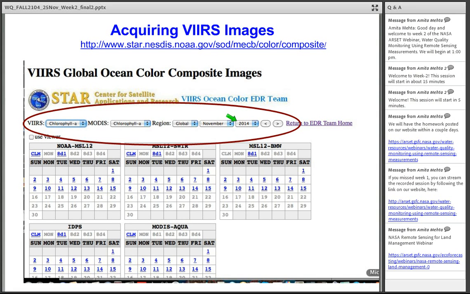This is a new site that we are also just exploring, but here's the web address, and one product that is available is this. There are other experimental products as well, and spectral reflectances are available from VIIRS.